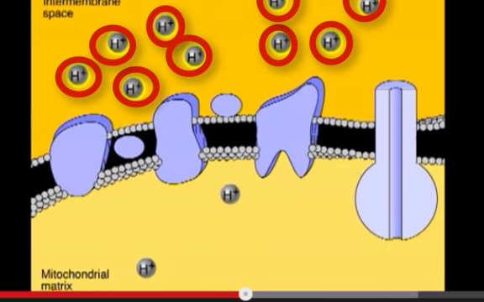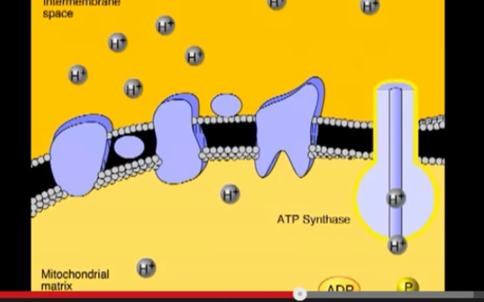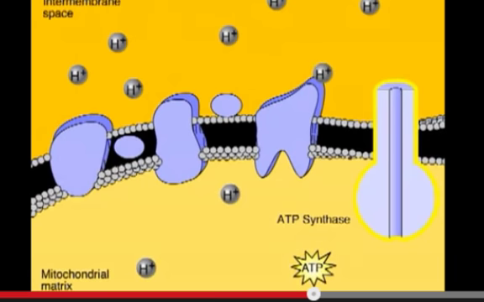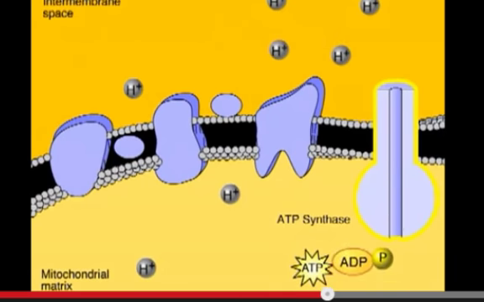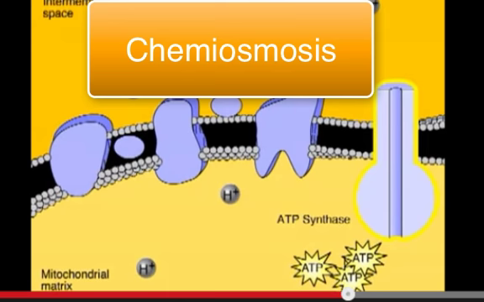Now that high concentration of hydrogen ions has created some energy. Here, the ATP synthase allows them to move back with the concentration gradient, using that proton motive force of the moving hydrogen ions to phosphorylate ADP into ATP. That's chemiosmosis.